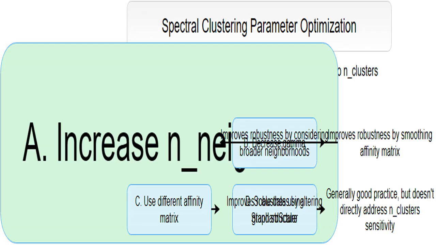Increasing the n_neighbors parameter means considering more data points when building the connections between data. Think of it like expanding your social circle. You'll get a better understanding of the overall group dynamics, making the clustering more stable and less prone to being influenced by a few odd points.